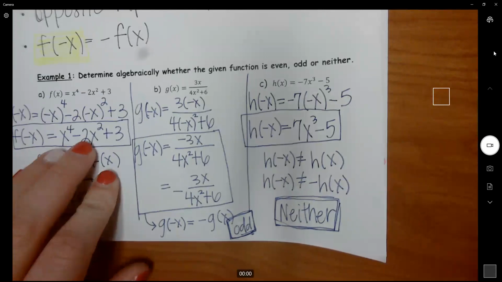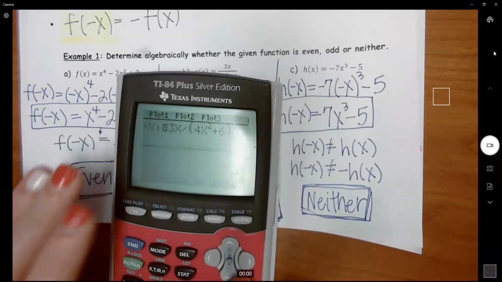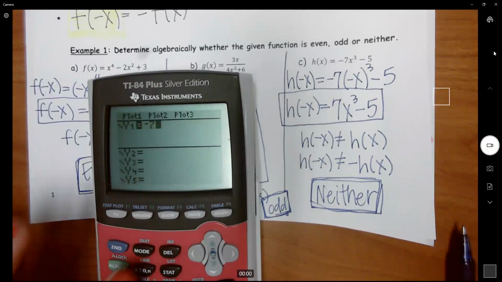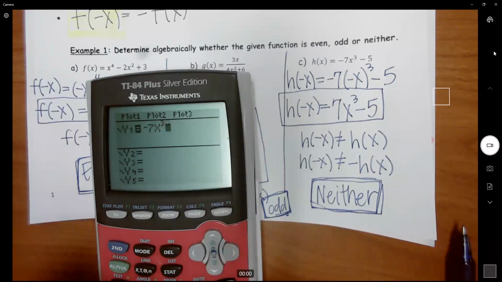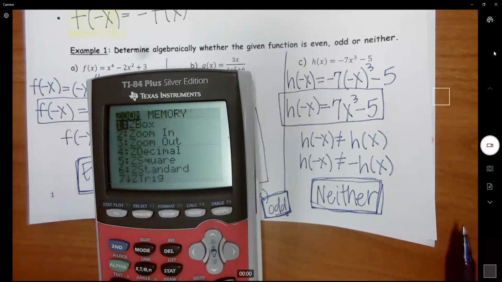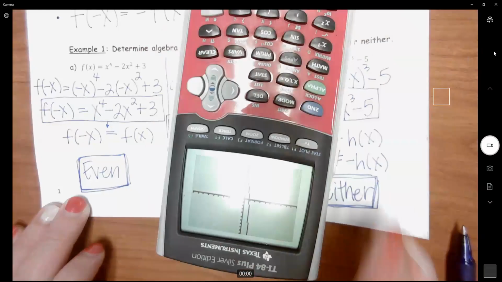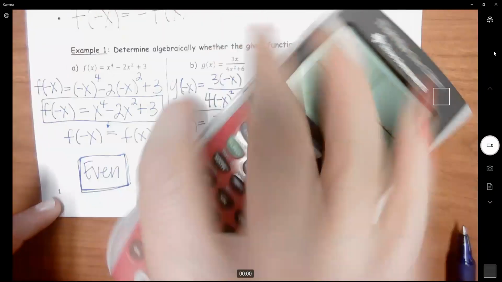And so when you put this in your calculator, negative 7x cubed minus 5, let's go back to a standard. I can see that that's not either. I mean, that's not even x, but it's not y, and it's not the same when you rotate it here either. So it is neither.